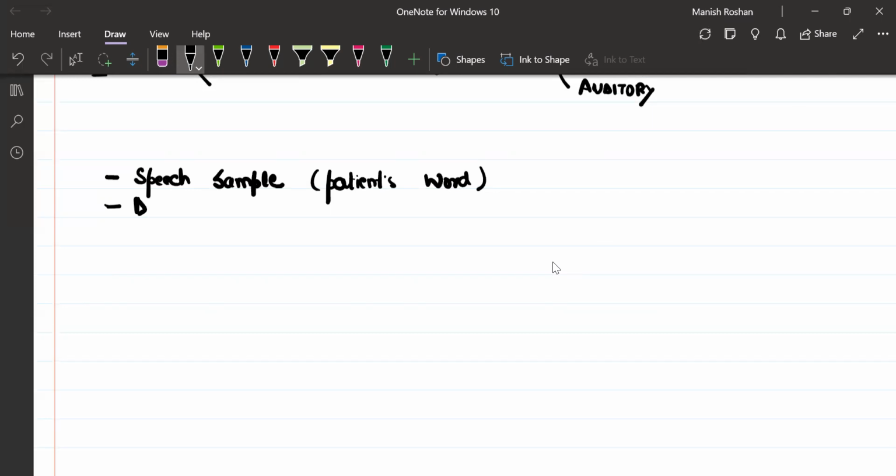Do write the questions that you have asked. Many times we are able to give the speech sample, but we forget to tell the examiner what questions we have asked. So always write the questions that we have asked the patient. So do write the questions.